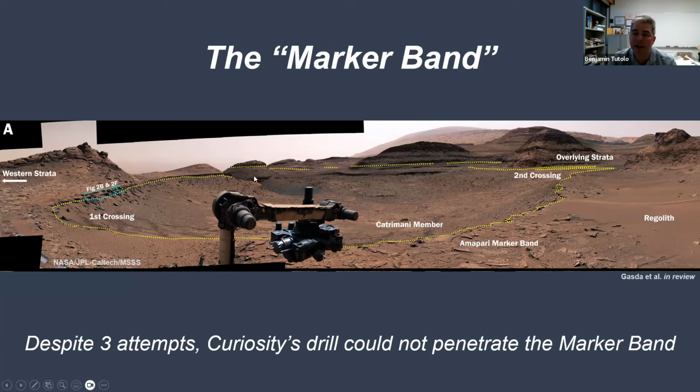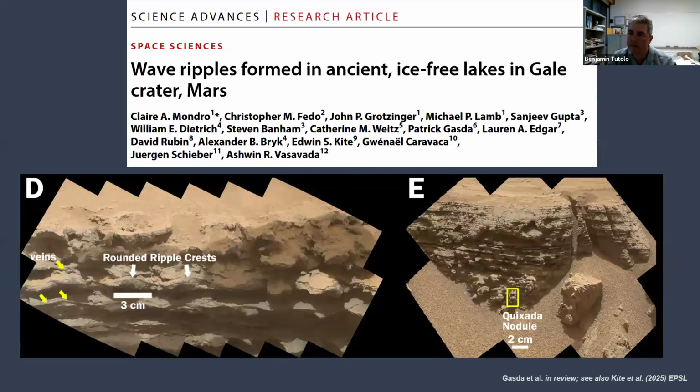We were able to cross this 2 times. So here's the first crossing over here. You can see the rover tracks there, second crossing over here. And when we were there, we tried to drill it with Curiosity's drill 3 separate times, and none of those, unfortunately, could penetrate the marker band. So the important observation about the marker band, other than its interest in terms of its morphological features, is that it's very hard, and so perhaps impermeable to fluids that might have been circulating during later diagenesis.